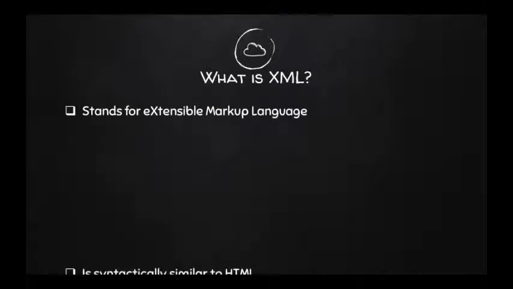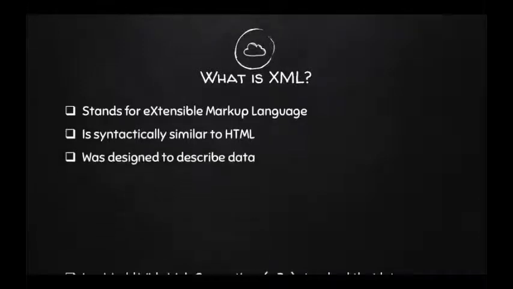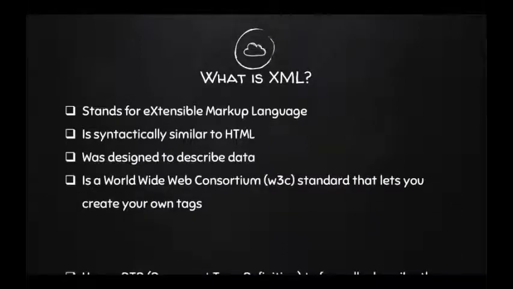An XML file stands for Extensible Markup Language. It is syntactically similar to HTML, meaning it's got a DOM-like structure of open and closed tags like HTML. It was designed to describe data. It is also a World Wide Web Consortium, or W3C, standard that lets you create your own tags. And it uses a DTD, document type definition, to formally describe the data.